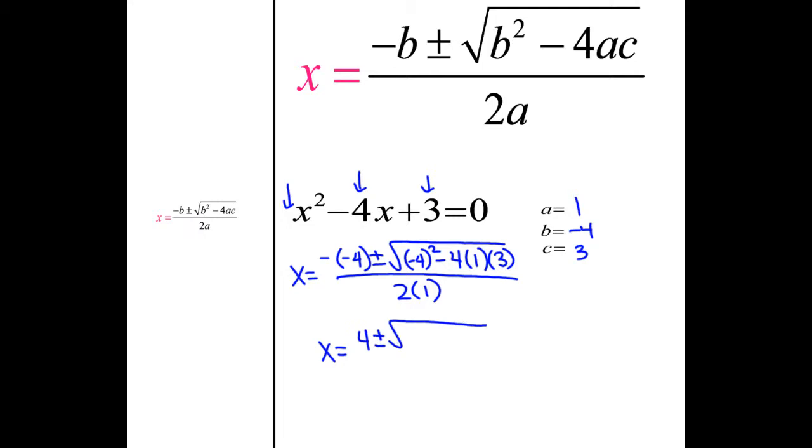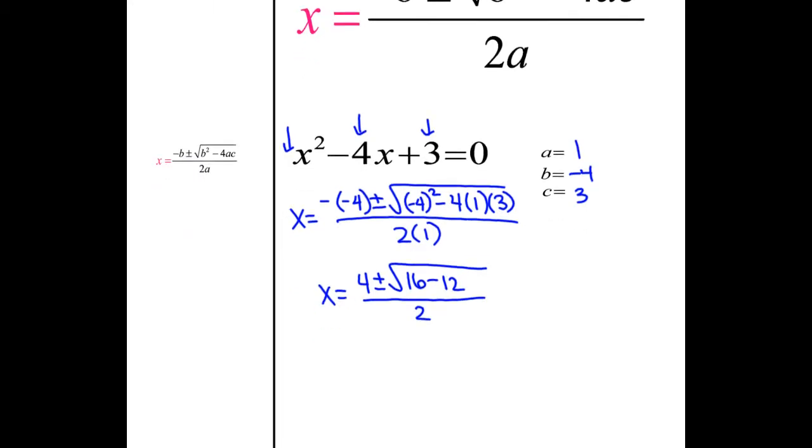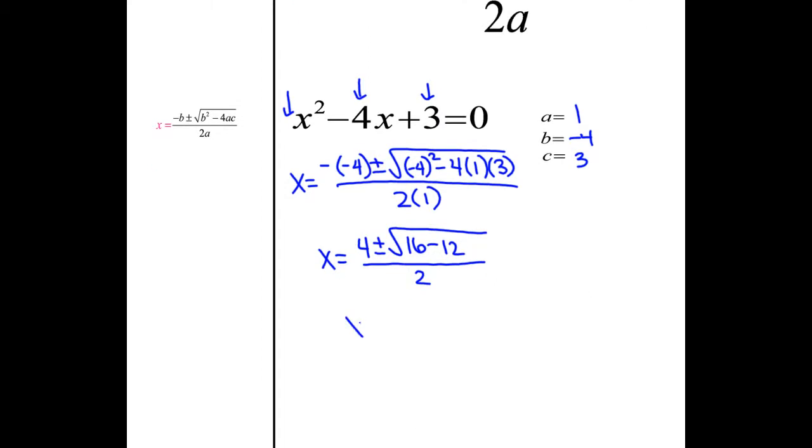Negative 4 squared is 16, minus 4 times 1 times 3 is 12, all over 2 times 1, well, that's 2. Let's simplify some more, because we can. So x equals, well, 4 is going to stay the same, plus or minus 16 minus 12 is 4, all over 2. One more time, x equals 4 plus or minus the square root of 4 is 2, divided by 2.